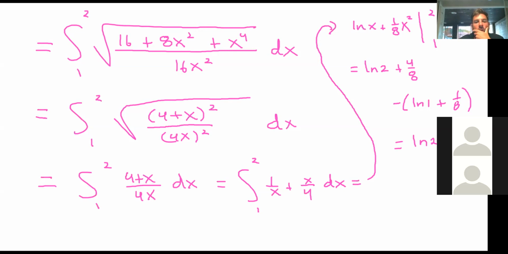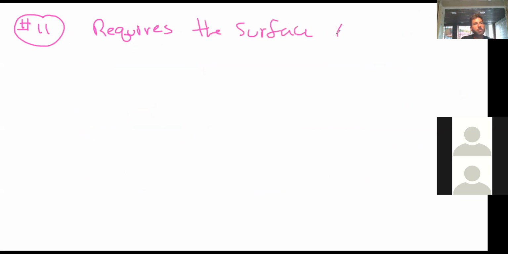Okay, so let's jump to the next problem. We didn't mention this yesterday, or excuse me, last week, but if we look at number 11, it asks for what's called the surface area. So this requires the surface area formula. Now, we didn't derive it, and we're not going to because its derivation is very similar to the derivation for arc length.